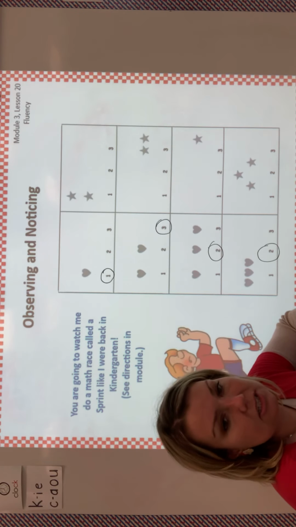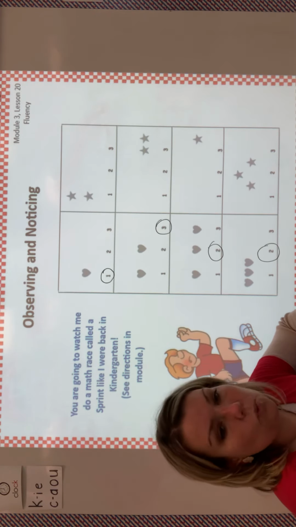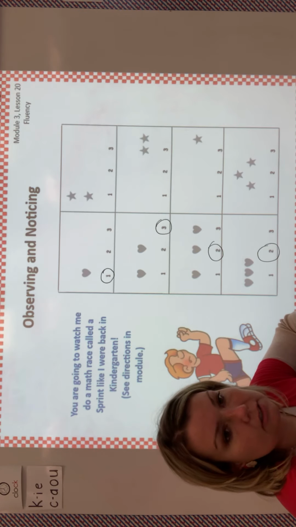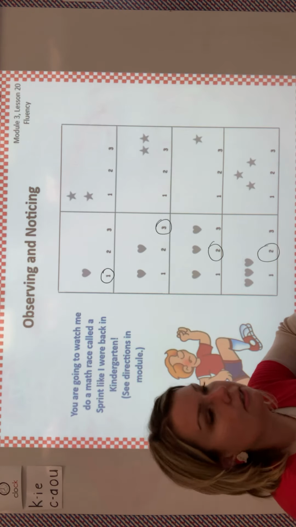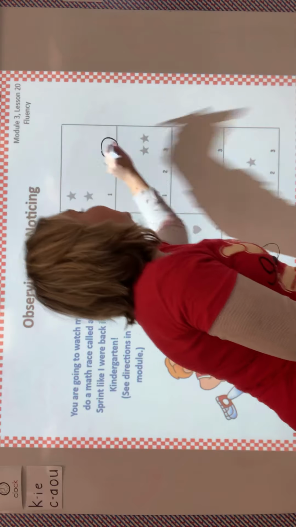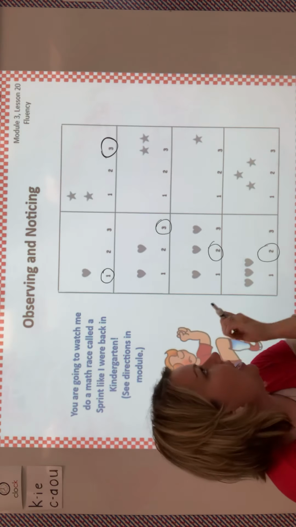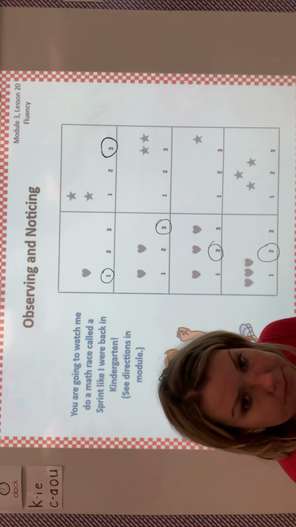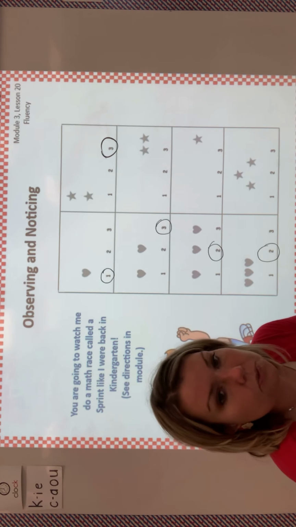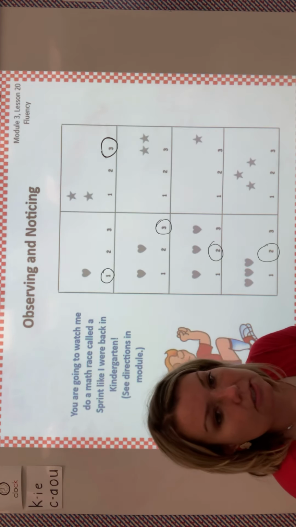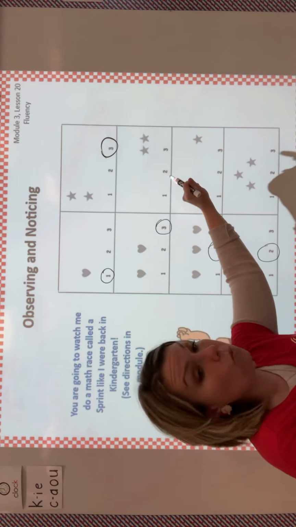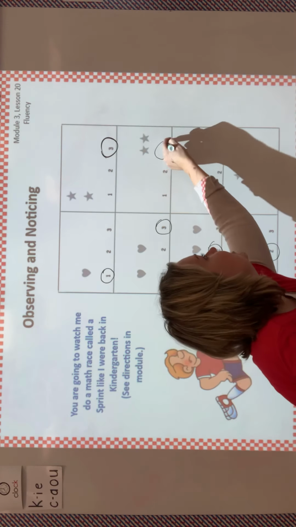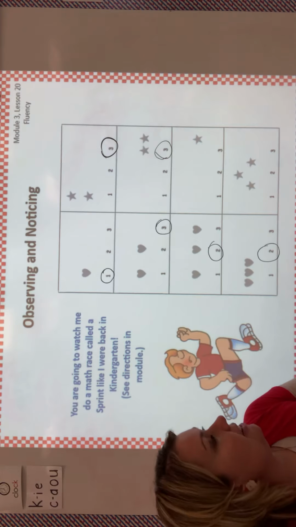If I go back up here, how many stars do you see? How many stars? Okay, what is 1 more than 2 stars? 3. Excellent job. Excellent. How many stars do we have over here? What is 1 more than 2? 1 more is 3. Very good.